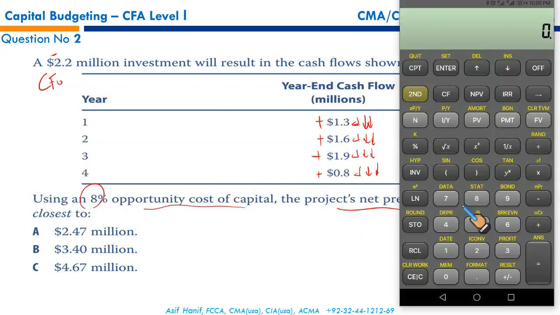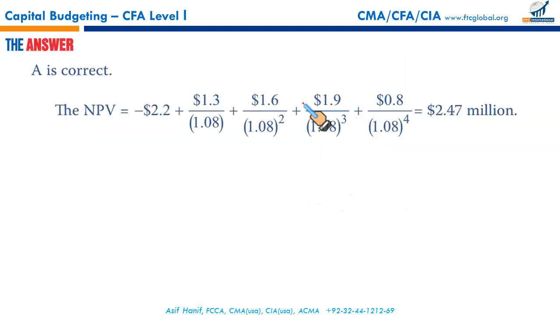So what you will do, simply plug in the numbers. 2.2, 1.3, enter, down arrow key twice. 1.6, enter, down arrow key twice. 1.9, enter, down arrow key twice. 0.8, enter, down arrow key twice. Simply press NPV. The system will require the discount rate. 8, enter, down arrow key, CPT. It's 2.47 million. So that makes A the correct option, and as you can see, A it is.